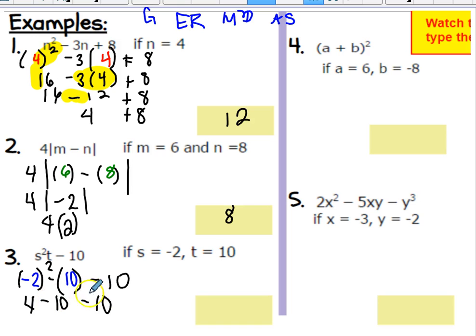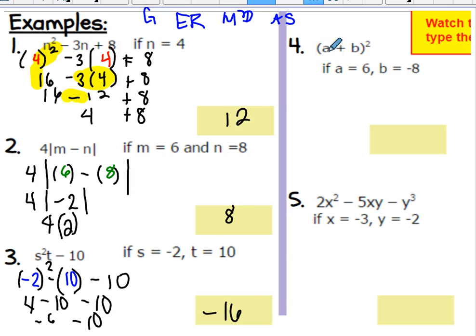Now I've got subtraction and subtraction, but we want to do the farthest left. So I'll do 4 take away 10 first, and 4 take away 10 is negative 6. Then bring down your minus 10. And negative 6 take away 10 is going to give you negative 16.